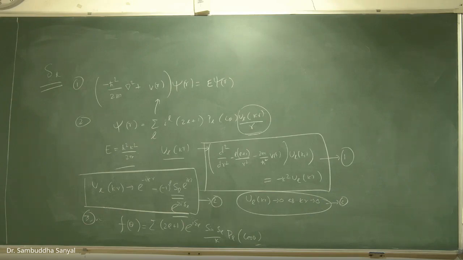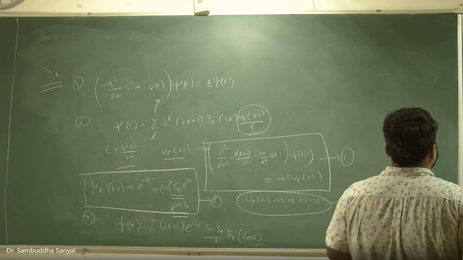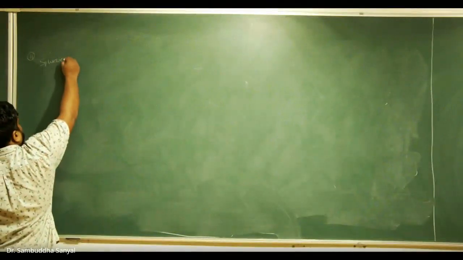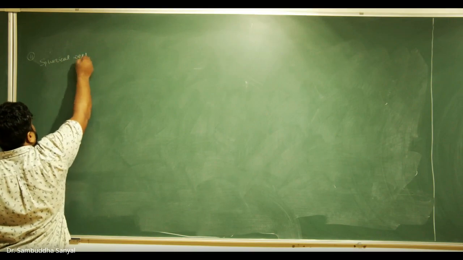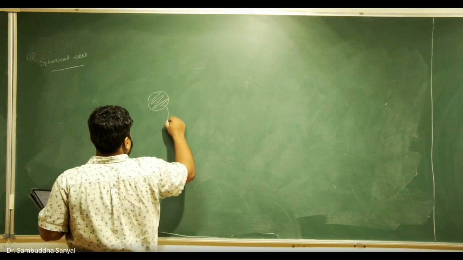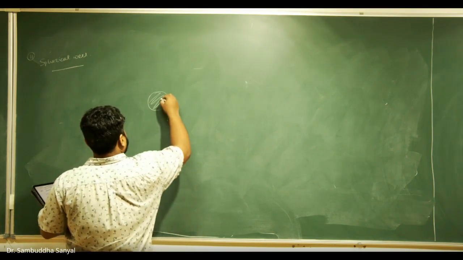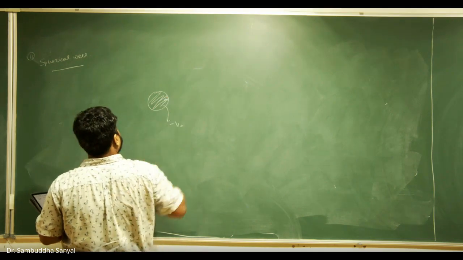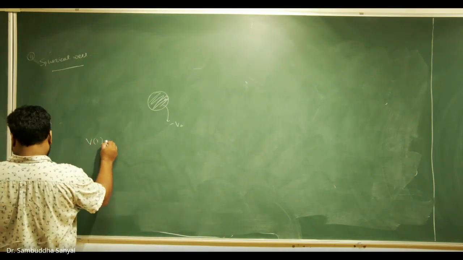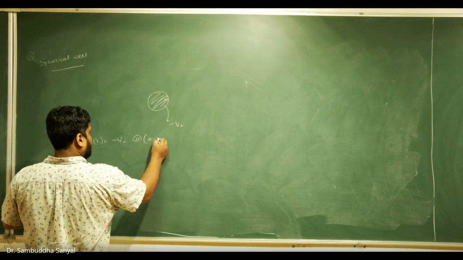So let me solve it for one case. This is the spherical well problem. Spherical finite well. So I have a region where the potential is minus V naught, in some radius a. So the potential is basically some theta function, a minus r.